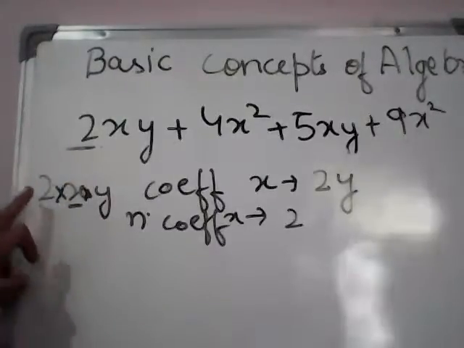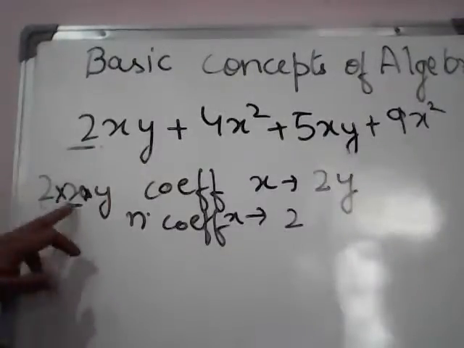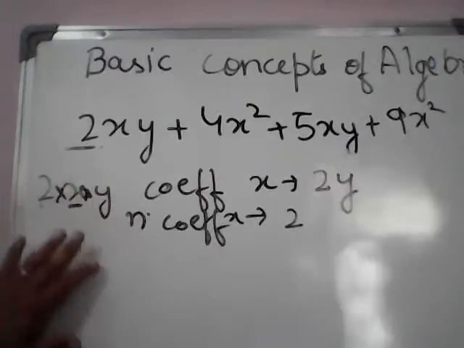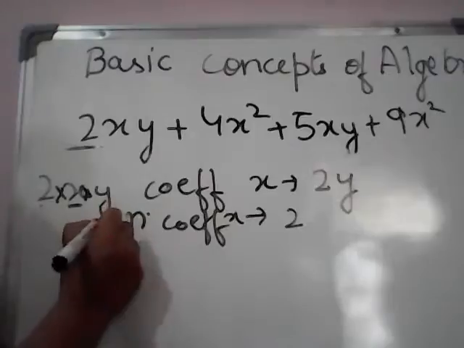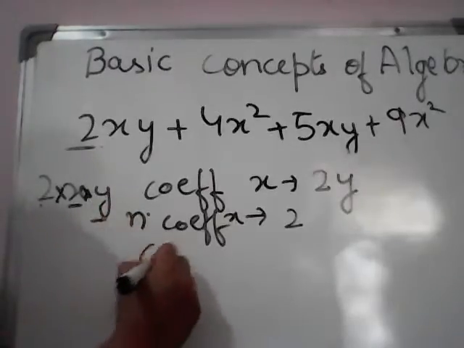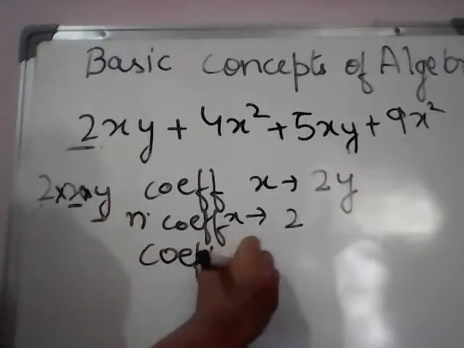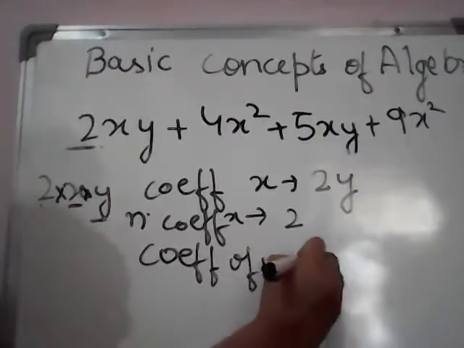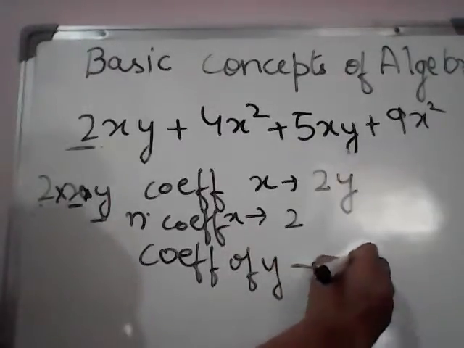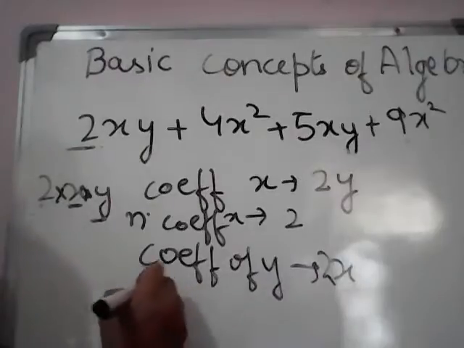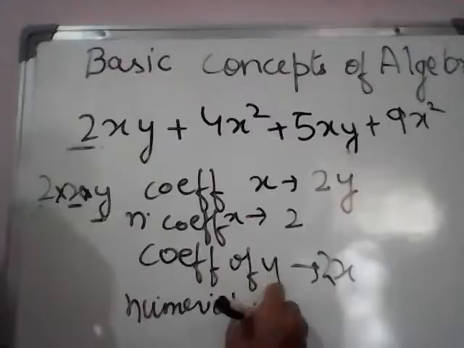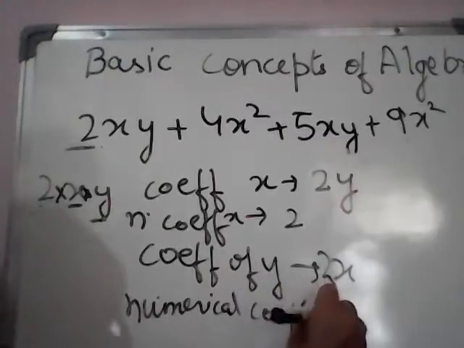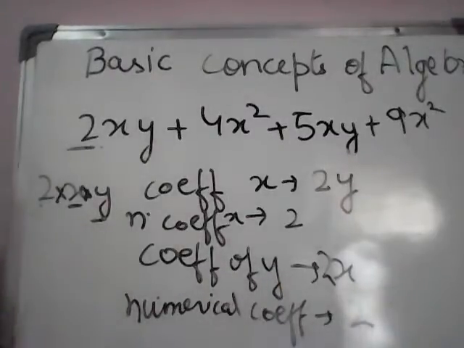So when we add or subtract, we add or subtract only the coefficients. We will write the variables as they are, right? So if we talk about the coefficient of y in this term, the coefficient of y will be 2x, and the numerical coefficient will be 2. Okay.